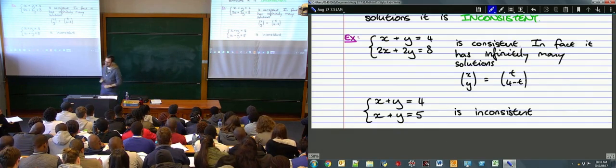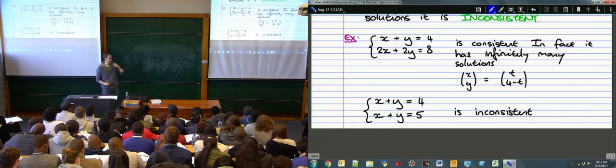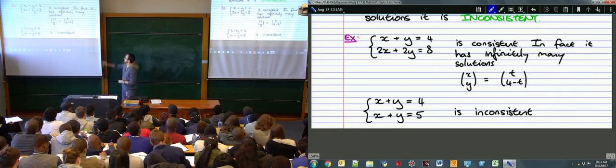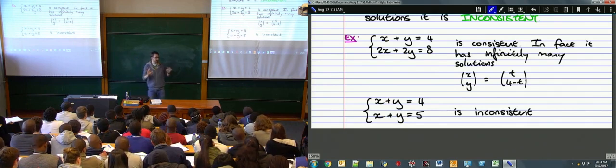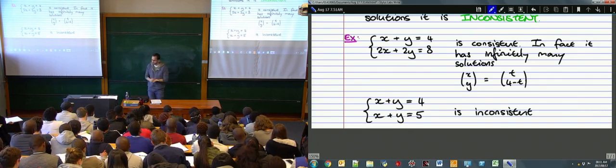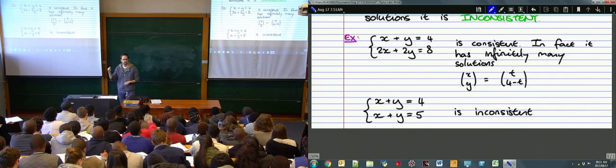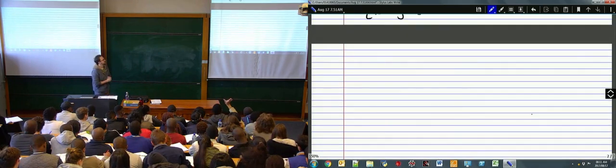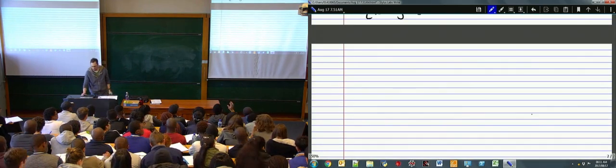So one of these is consistent, with an infinite number of solutions. It only needs one solution to be consistent. This particular one has infinitely many solutions. And this over here is inconsistent. It doesn't have any solutions at all. Any questions about that, about this? So the first result, which is maybe going to, yes, question.